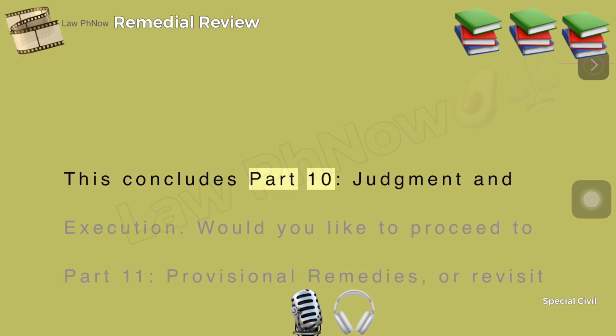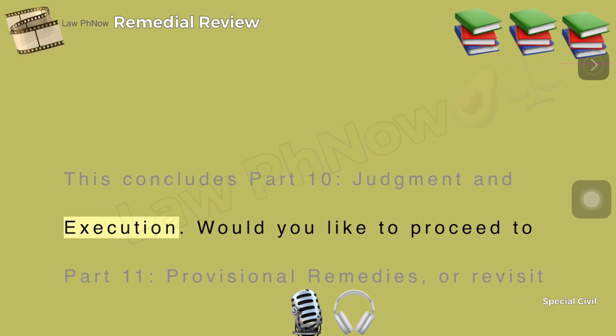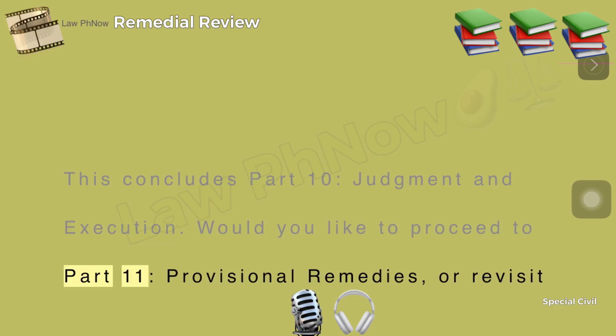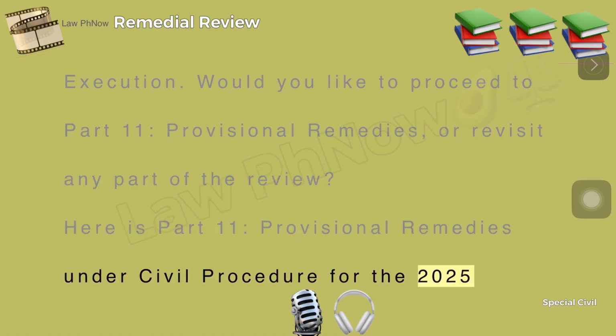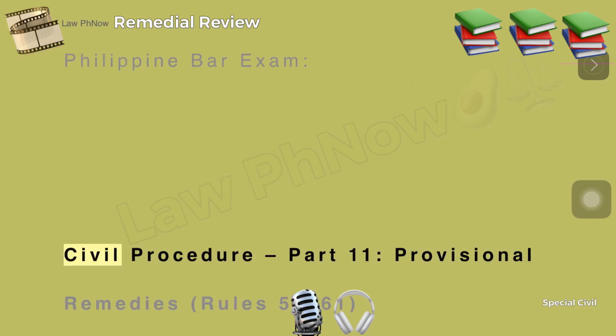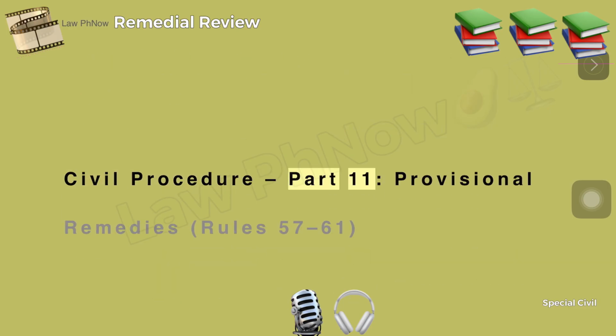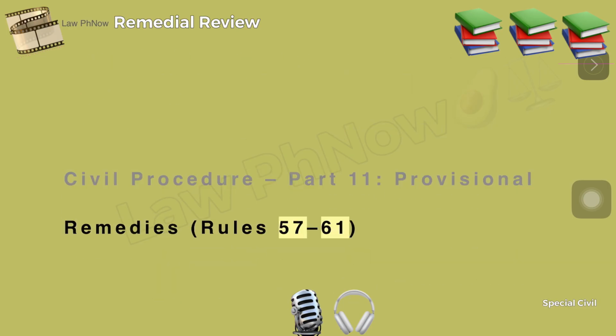This concludes Part 10, Judgment and Execution. Would you like to proceed to Part 11, Provisional Remedies, or revisit any part of the review? Here is Part 11, Provisional Remedies under Civil Procedure for the 2025 Philippine Bar Exam. Civil Procedure, Part 11, Provisional Remedies, Rules 57 to 61.